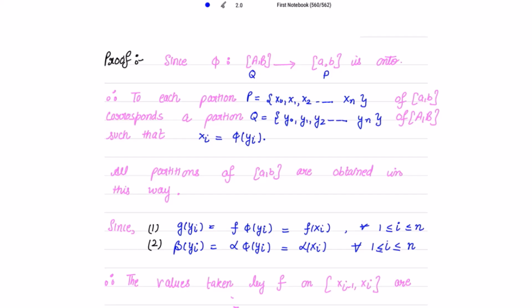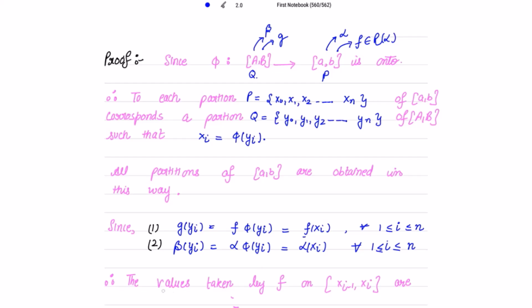What is happening over here? The value of f at partition P is the same as the value of g at partition Q. Here beta and g are defined, and here alpha and f are defined. This is the Riemann integral, right? So we got this result, right?